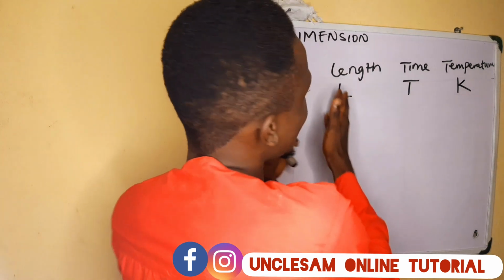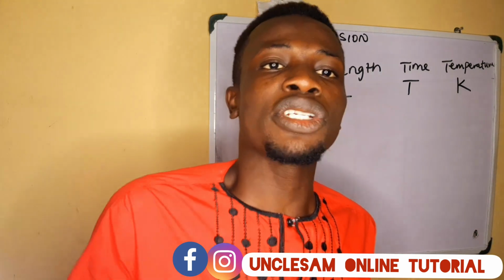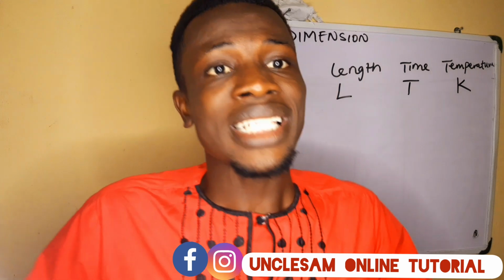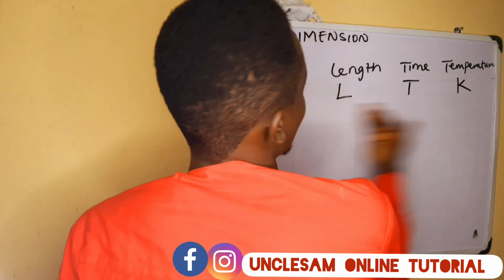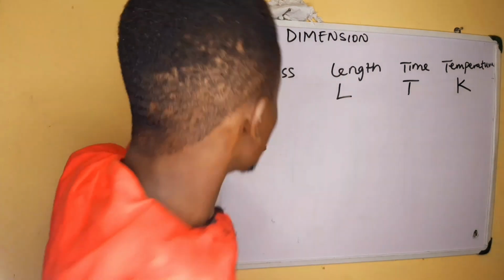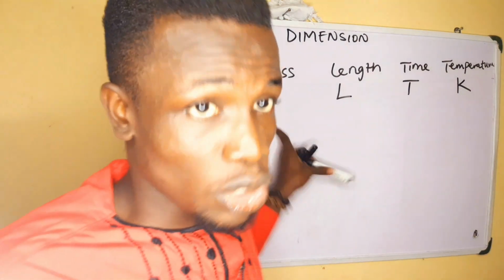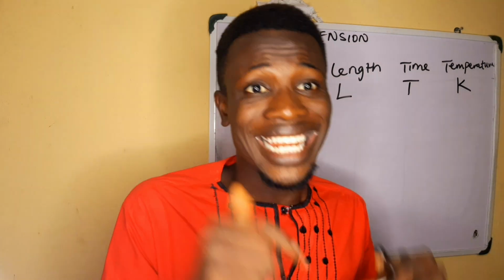So that being said, let us now consider the different dimensions of some derived units. We can start from some fundamental units. These are the dimensions of fundamental units. So for mass, the dimension of mass is M. Dimension is basically used for derived units, so we're going to dive into that now.